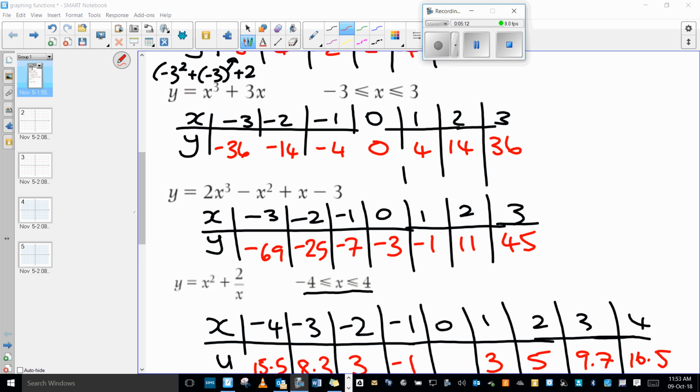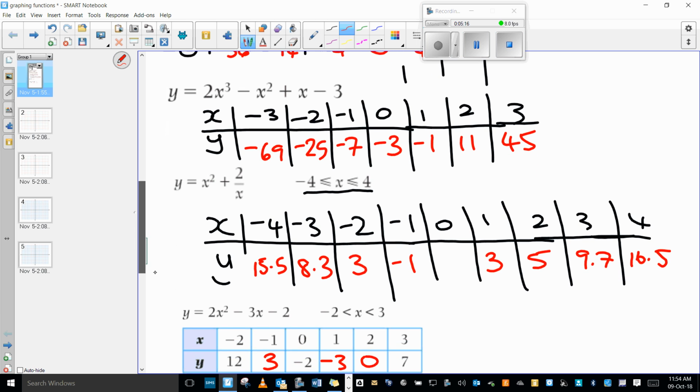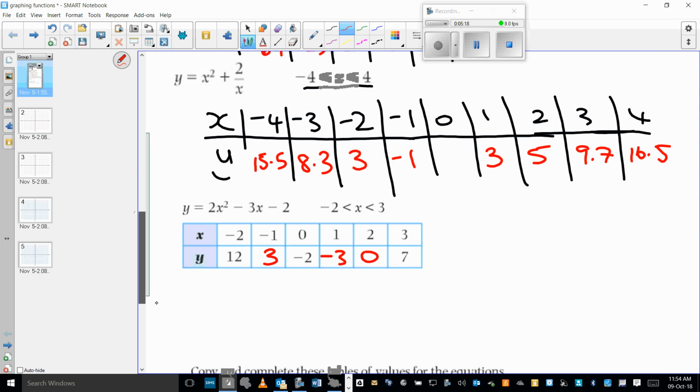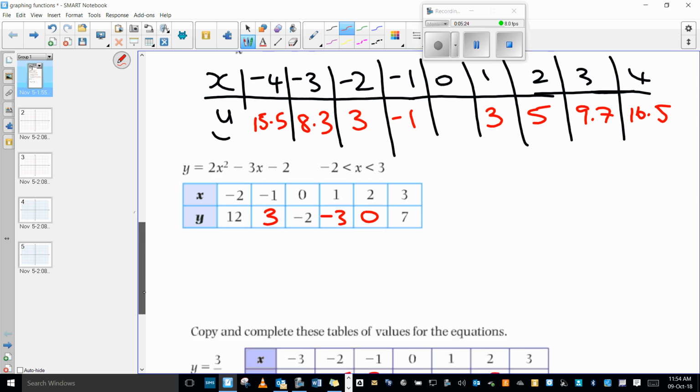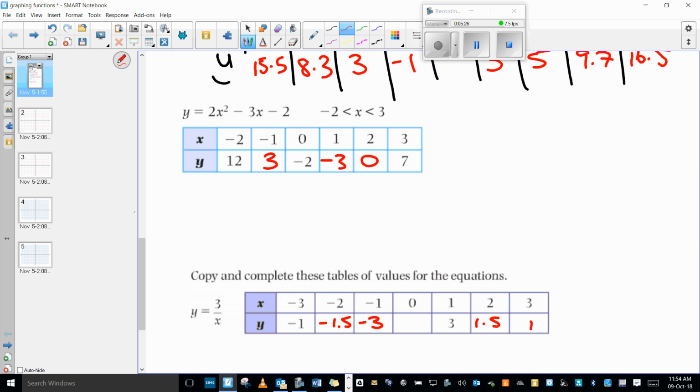Alright, okay, so we've now got all of our values. And now we can go ahead and draw these. Note that the 2 gaps are where they were undefined because we were dividing by 0. So we don't put any values. It's not 0, it's undefined, so we leave a gap.